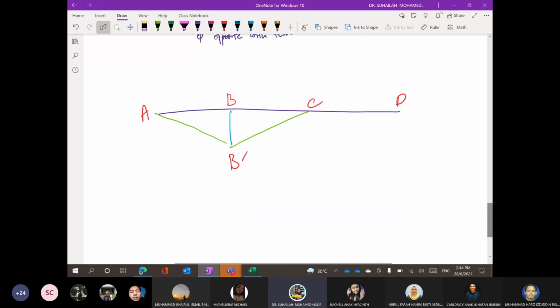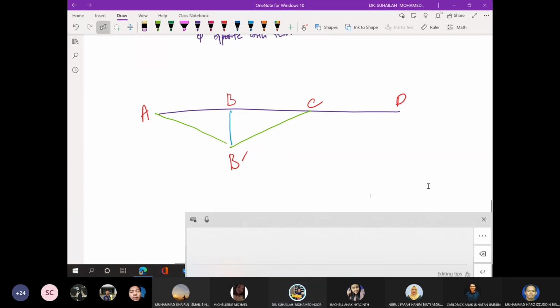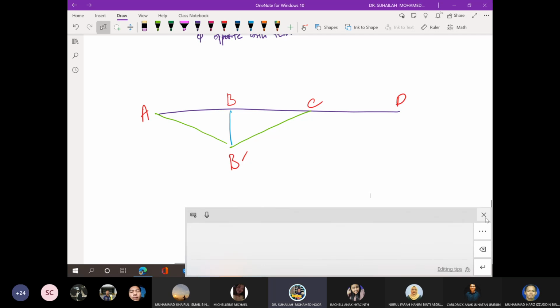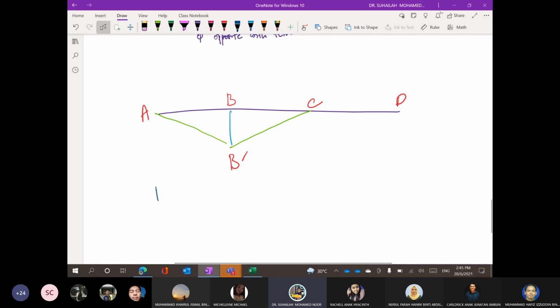Okay, now we have A, B, and B, C. So the affected members are two: member AB and member BC. Means that we will have new values of FEM. So we will have FEM.